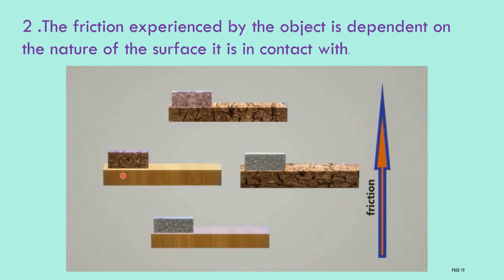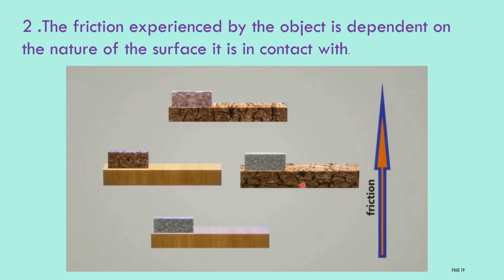Consider the second case. Here the object surface is rough and the floor is smooth. Then the object possesses more irregularities, while the smooth surface possesses fewer irregularities. Compared to the first case, here the interlocking will be more, therefore it will possess more friction compared to the first case. Then you have to apply more force to move the object.